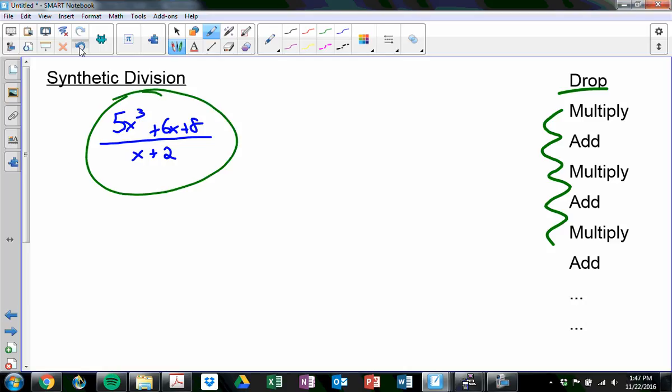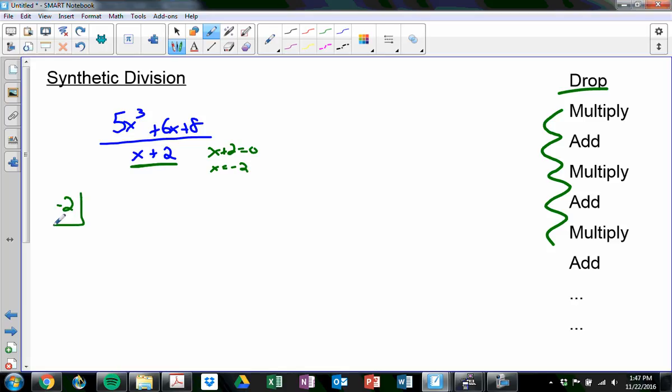A thing to understand is whatever you have on the bottom, you're going to find what makes this equal 0. X plus 2 equals 0 if x is negative 2. So I'm going to put a negative 2 up in the corner. Then I take these coefficients and I write them down.